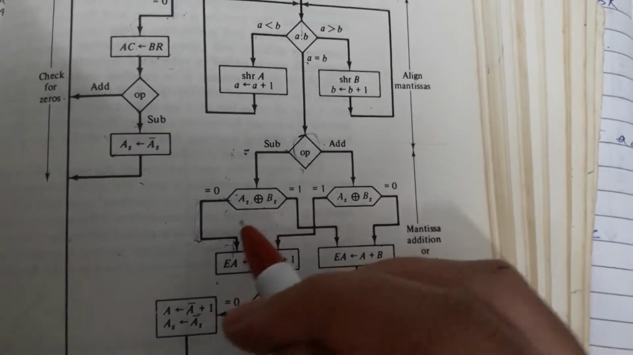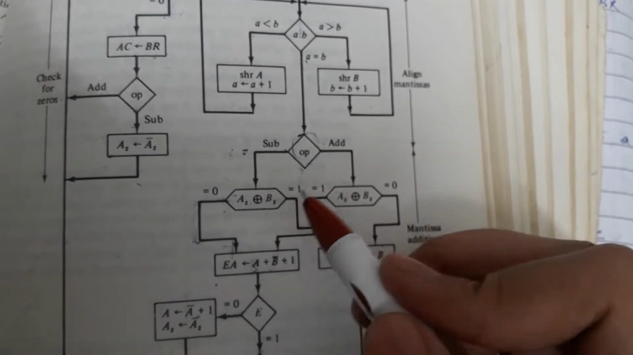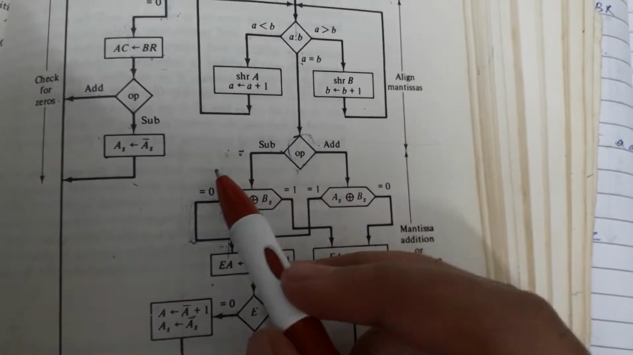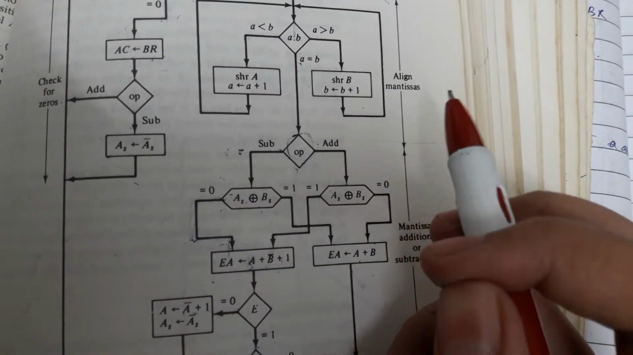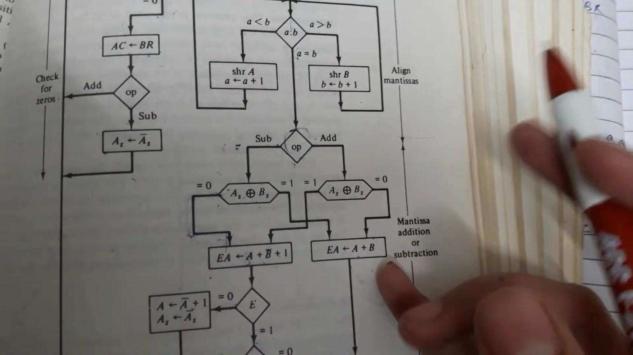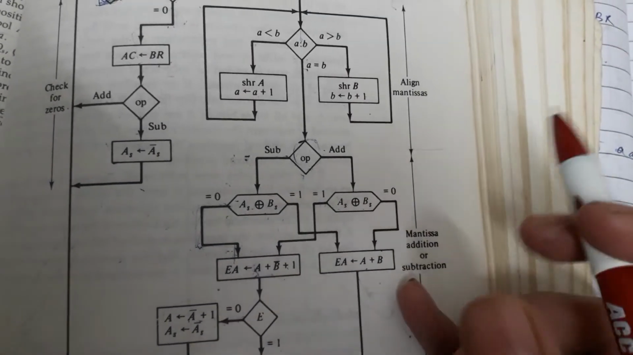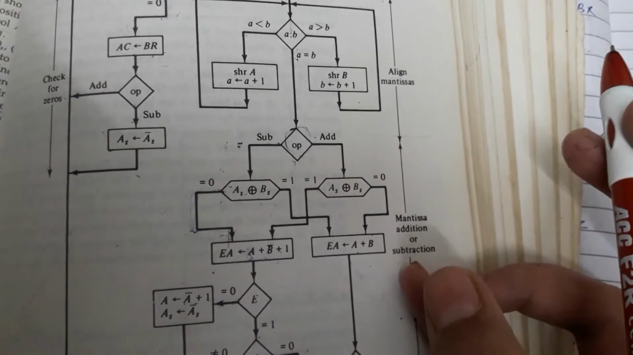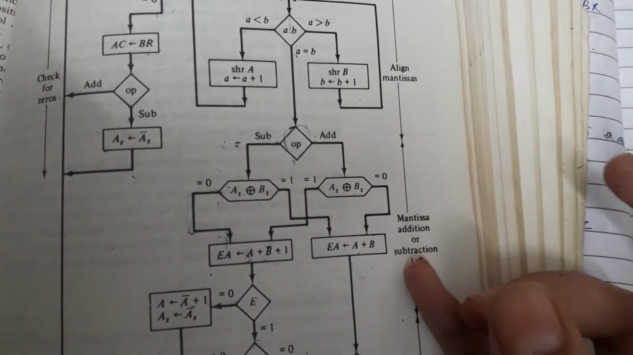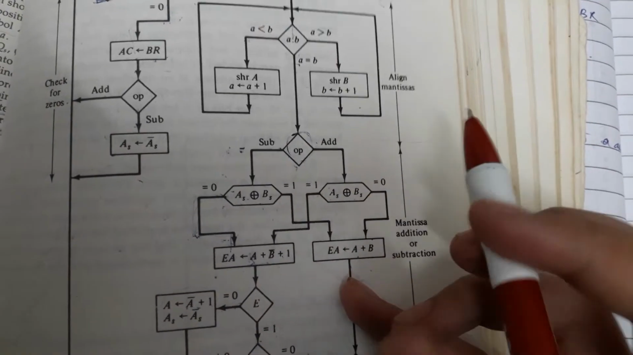are having 0 in their sign bits. So if we perform an XOR operation, we know that if the levels are same, then the answer will be 0, and if the levels are different, then the answer will be 1. That is, if it is 0 0, it will result in a 0. If it is 1 1, it will again be 0. But if it is 1 0 or 0 1, then it will be 1.